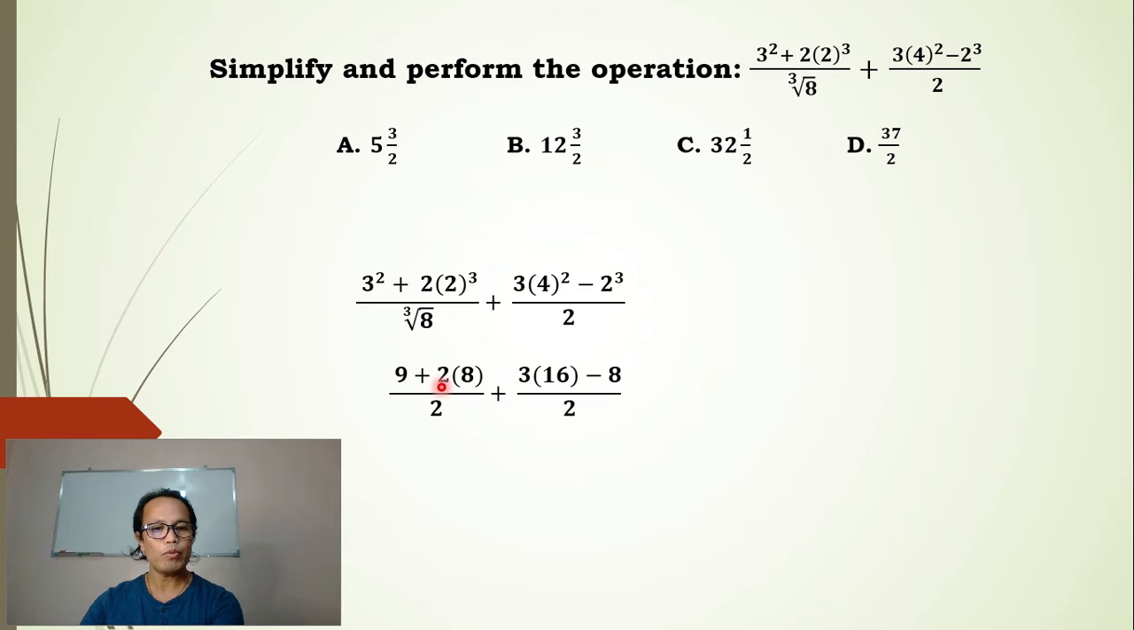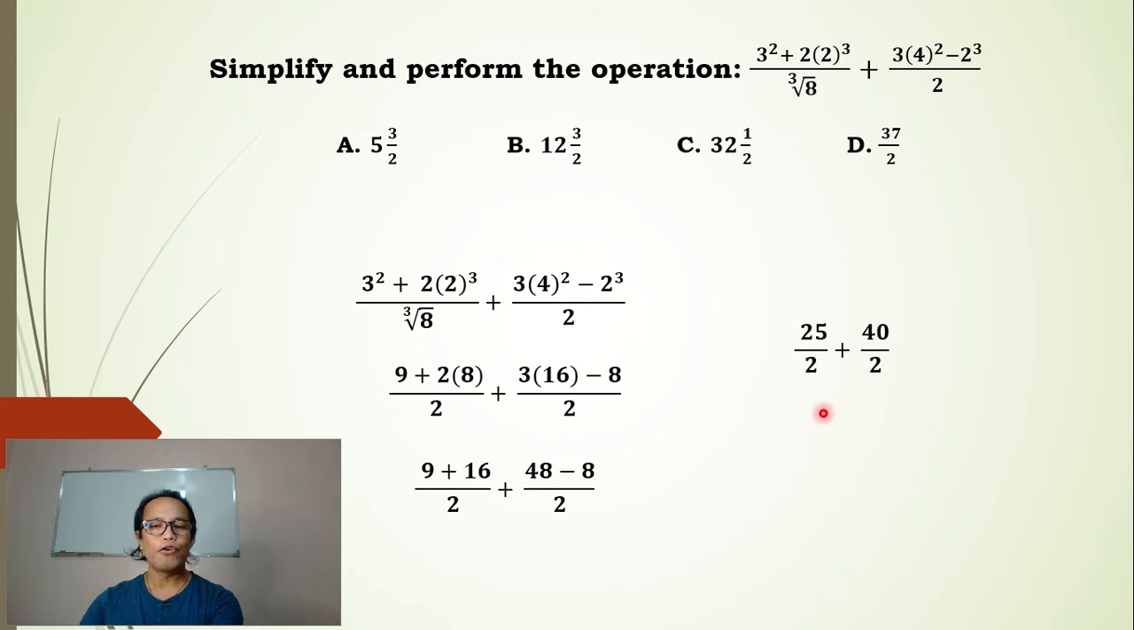Then afterwards, we multiply 2 times 8, so we copy first 9, then we copy plus, then we multiply 2 times 8 is 16, and of course, we copy the denominator 2, and we copy the operation plus. Then the same also in the second fraction, we have 3 times 16, that is 48, then we copy minus 8 and over 2. Then afterwards, we perform the operation. 9 plus 16 is 25. And copy the denominator 2. Copy plus. Then 48 minus 8 is 40. Then copy the denominator 2.